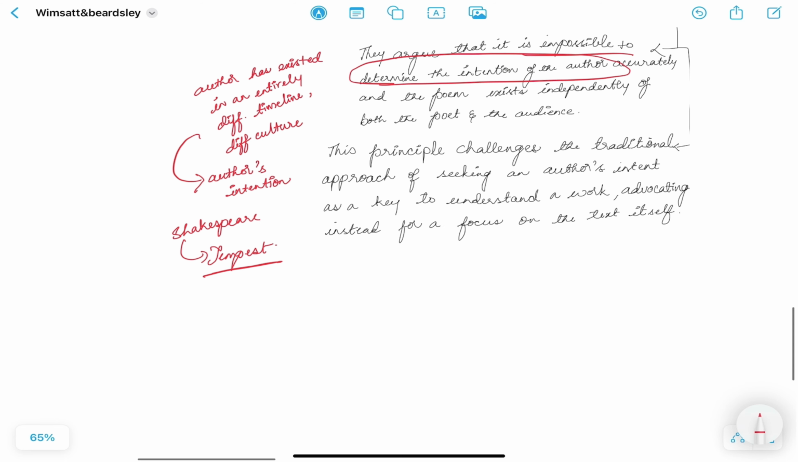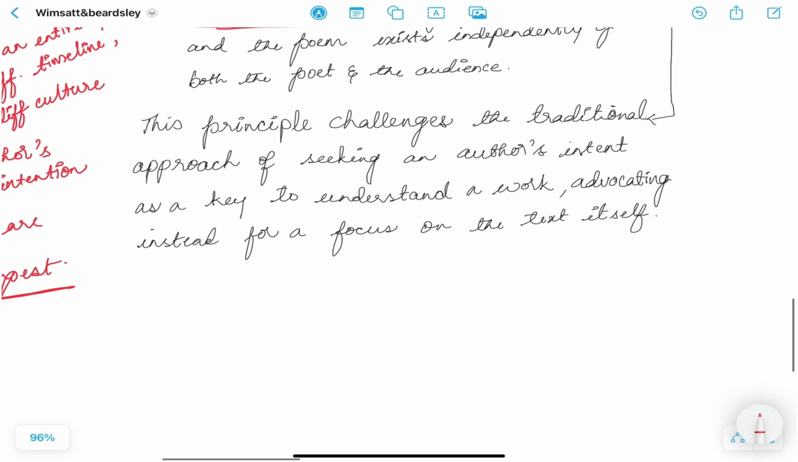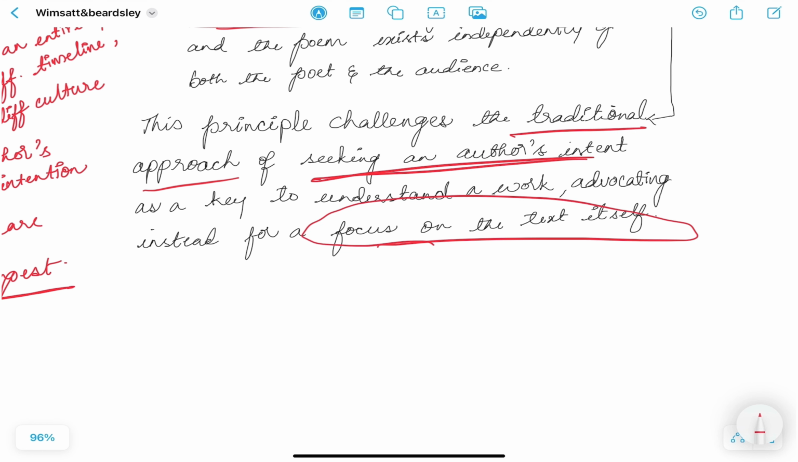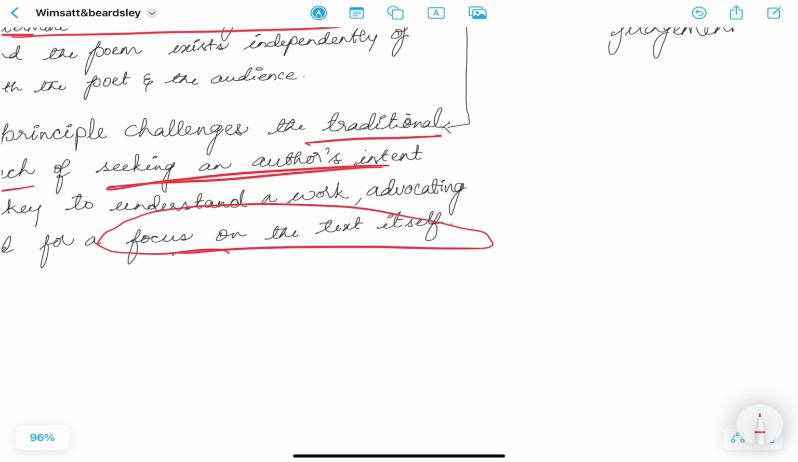All right, this principle challenges the traditional approach of seeking an author's intent as a key to understand a work, advocating instead a focus on the text itself. So, what is the traditional focus? Traditional focus is on seeking the author's intent. This theory rejects the traditional approach and urges literary individuals to understand the work and focus on the text. All right, so that is what intentional fallacy is all about.